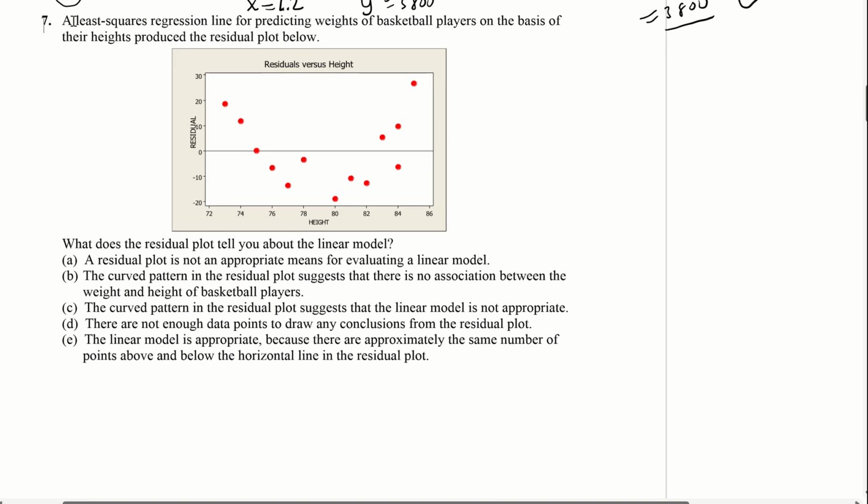All right, number 7. A least squares regression line for predicting weights of basketball players on the basis of their heights produced the residual plot below. So we've got our residual plot. What does the residual plot tell you about the linear model?